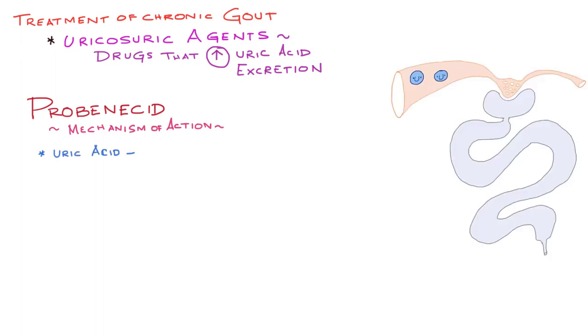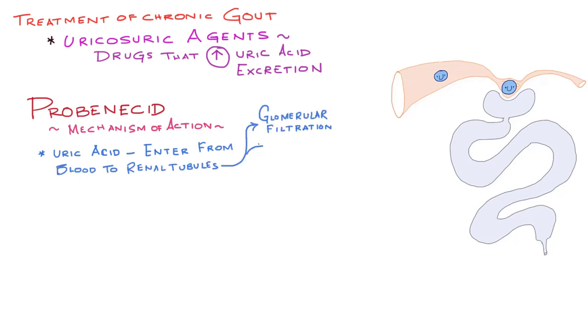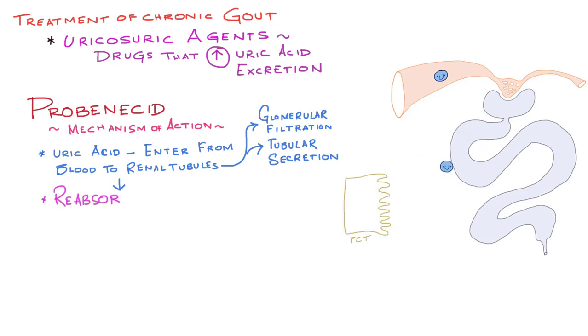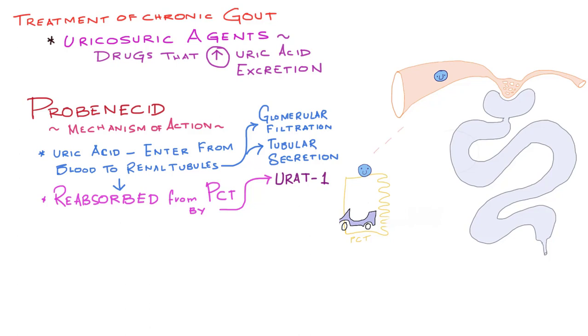Uric acid enters from blood to the renal tubules via two main processes, one of them being glomerular filtration, the other is tubular secretion. When uric acid now appears in the urine, majority of it gets reabsorbed by the proximal convoluted tubule of the kidney with help of several transporters. Notable transporters among them are URAT1, GLUT9, and organic anionic transporter 4.